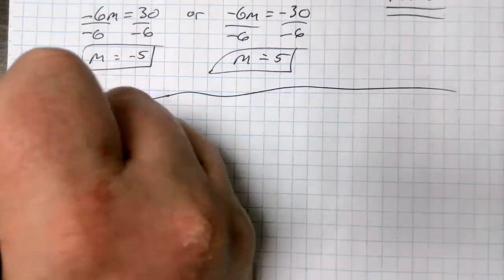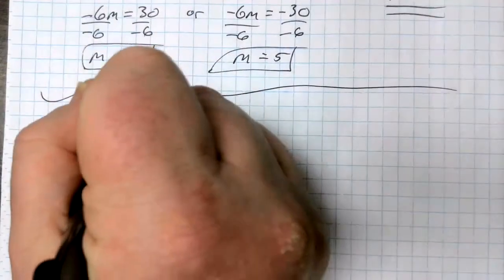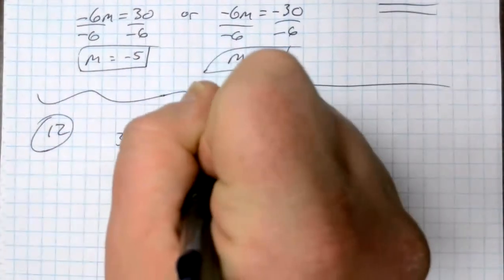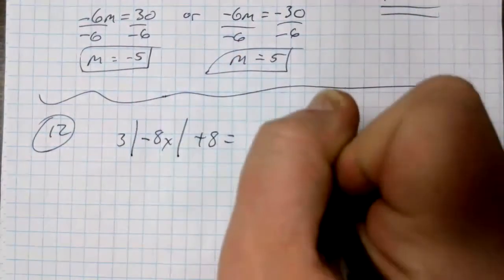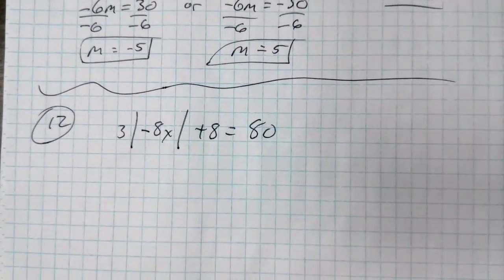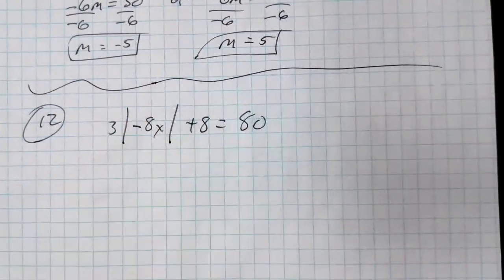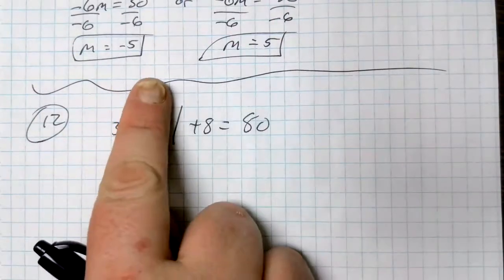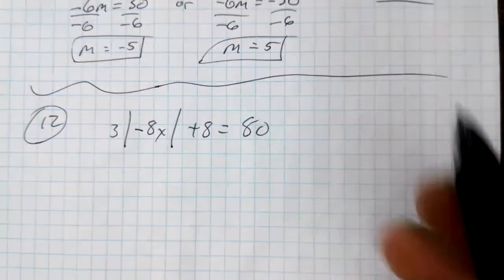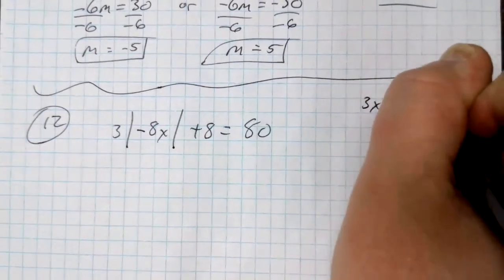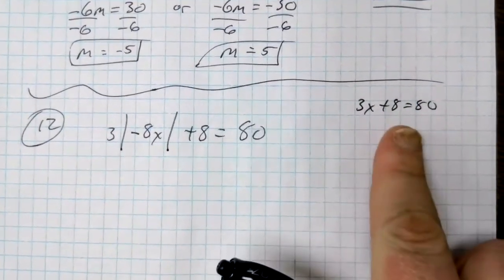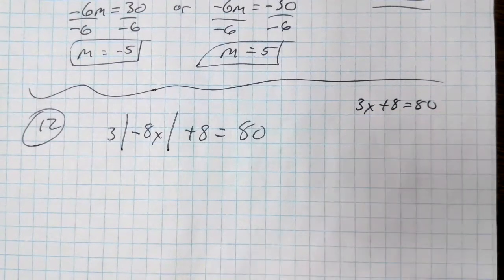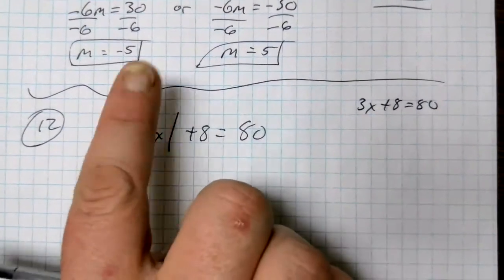Roll it over on the back, if we look at problem number 12. It says 3 times the absolute value of negative 8x plus 8 is 80. Okay, so I want to get the absolute value by itself first before I do anything else. So let's just treat this like it said 3x plus 8 equals 80. Now, if I handed you that 3x plus 8 equals 80, I know you can handle it. You do great, right? You would subtract 8 from both sides and then you divide by 3 and you'd be good. Well, same thing happens here, except I'm dealing with the absolute value.